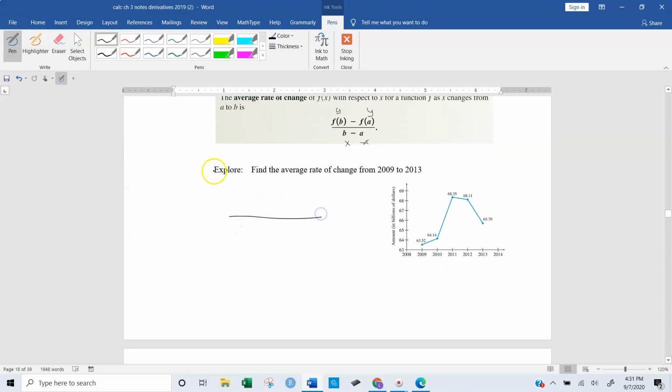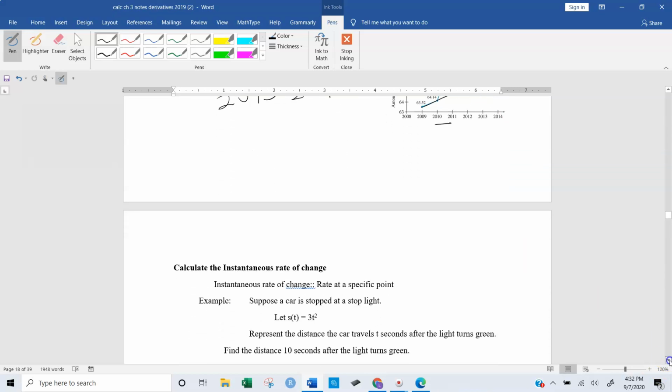So you said in 2013, you should have had 65.7 minus 2009, which is 63.52, all over 2013 minus 2009, and your answer should have been 0.54. And what is this? Millions of dollars per year. Okay, all you're basically doing is you're making this year into a straight line. You do that a lot in chemistry. Physics, I think, is what it is.